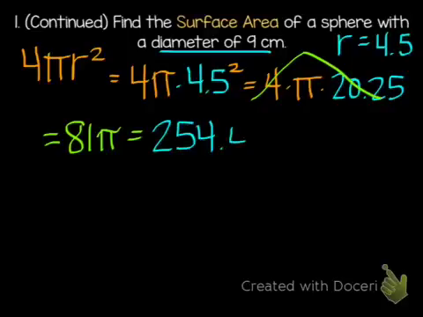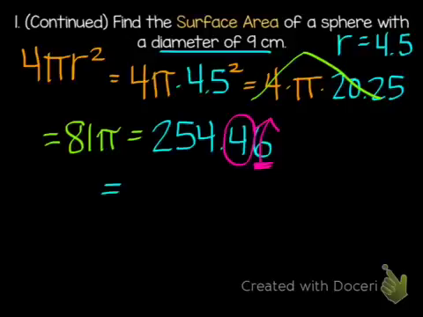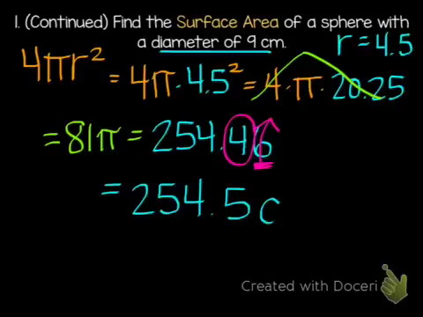81 times pi is going to give us a decimal of 254.46. To round this, we need to look at our hundredths place, which has a 6. That will round up, so our 4 is going to become a 5. So our final answer is 254.5 centimeters, and surface area is just to the second power.